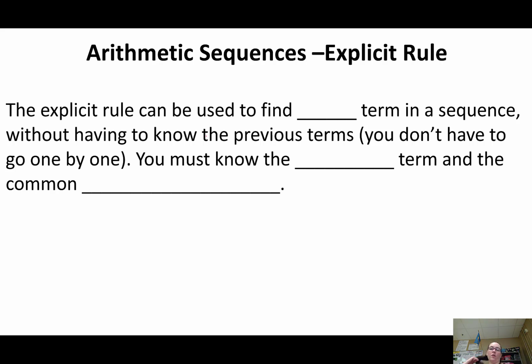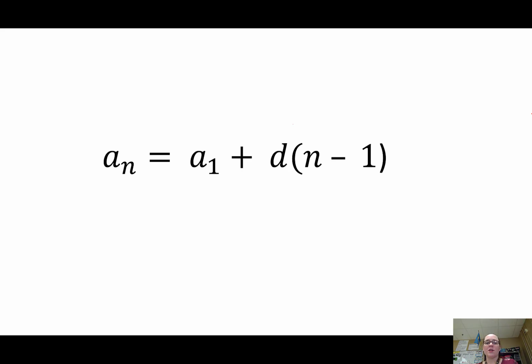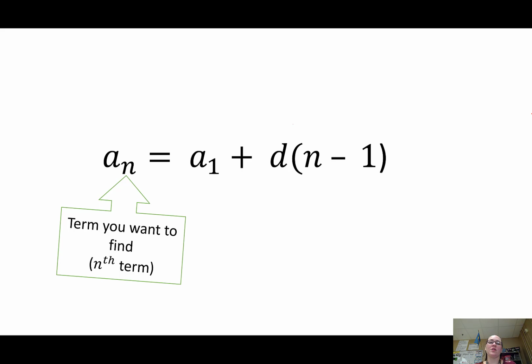So we have what we call the explicit rule. And a rule, guys, is just an equation. So the explicit rule can be used to find any term in the sequence without knowing the previous term. So I don't have to go one by one. I have to know the first term, and I have to know the common difference, what I'm adding by. So here's the explicit rule, what it looks like. That n right there just is what term we're trying to find. So if we're just asked for the rule, we leave it n.